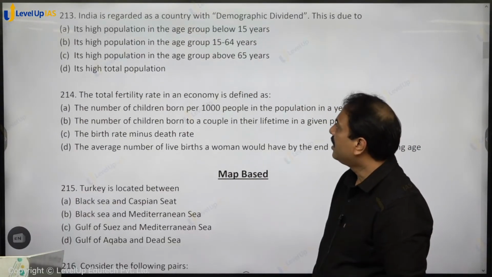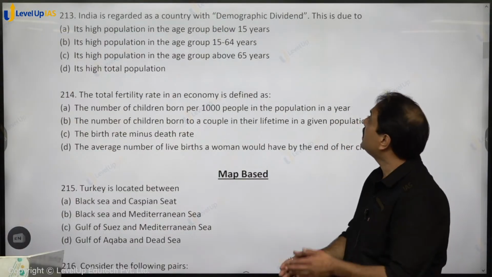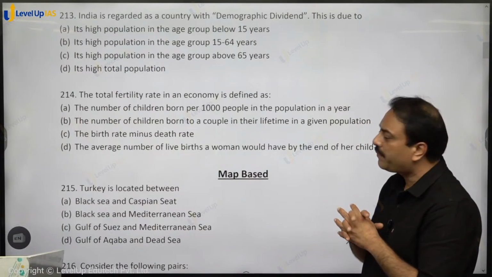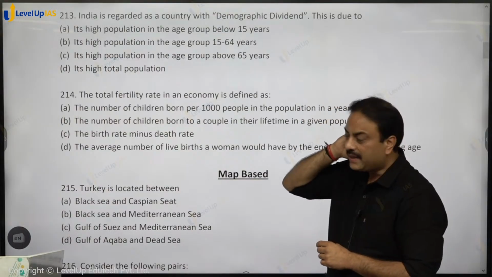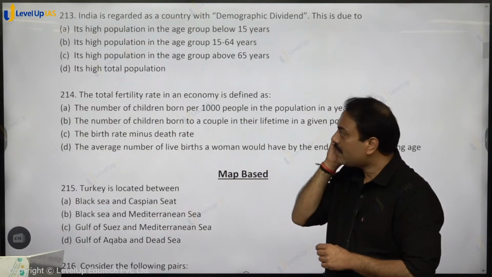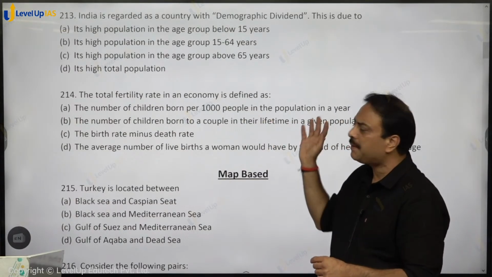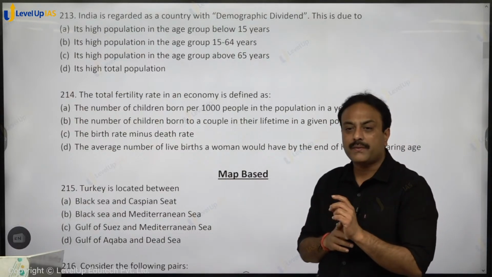India is regarded as a country with demographic dividend. This is due to what? Its high population in the age group below 15 years. Below 15 years are called dependents, right? Its population in the age group of 15 to 64. Its high population in the age group of above 65. Above 65 is again dependent. Its high total population is not a demographic dividend.